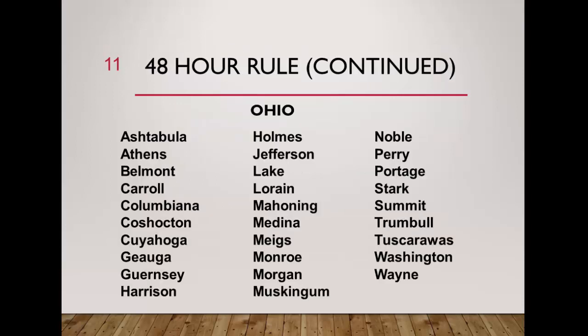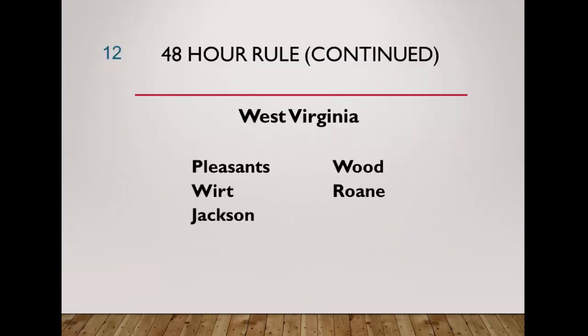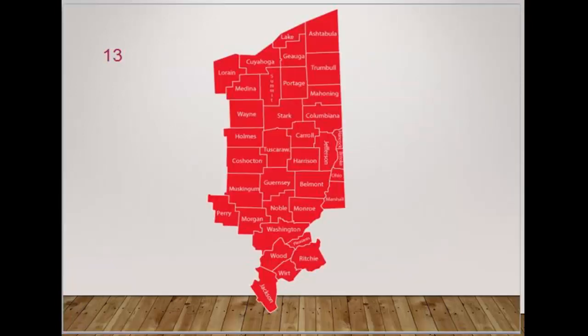Our counties include these in Ohio and these in West Virginia. So any listing you take in these counties that fall within our required property types must be entered within 48 hours of the list date. This is a nice little graphic that shows all of the counties that are included.